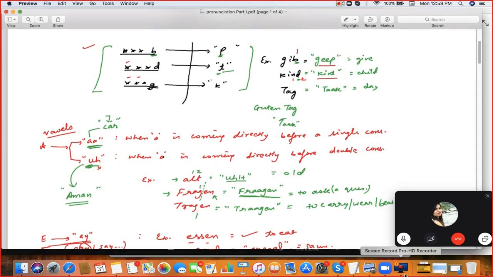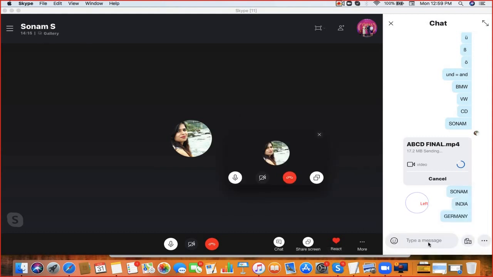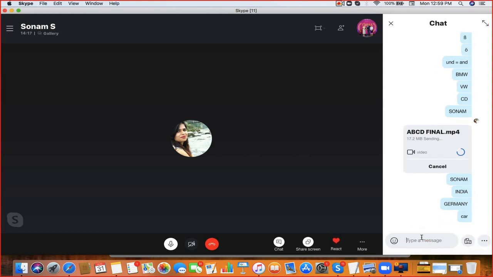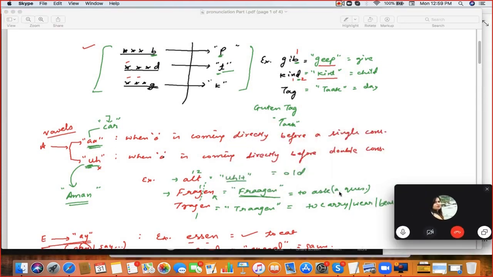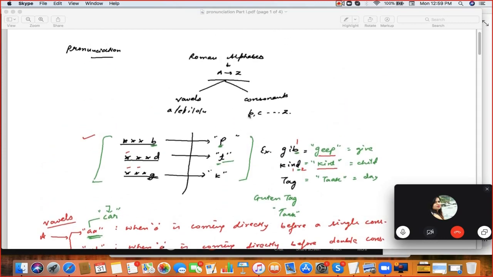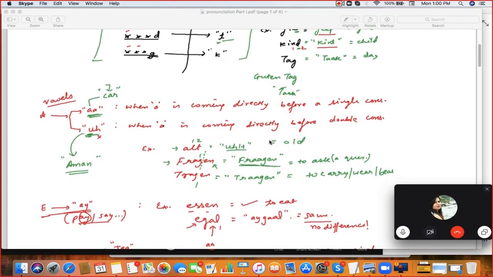The short A sound, if you see your name spelling, Sonam, that sound is there. And if I take any other example, let's say car, then the long A sound is there. These two sounds I am talking about. How will you decide? You have to count the consonants. Consonants are B, C, D till Z. You have to count the consonants coming after A directly.